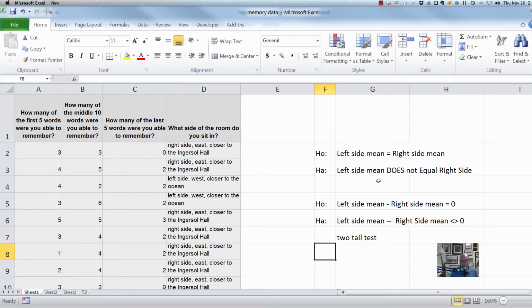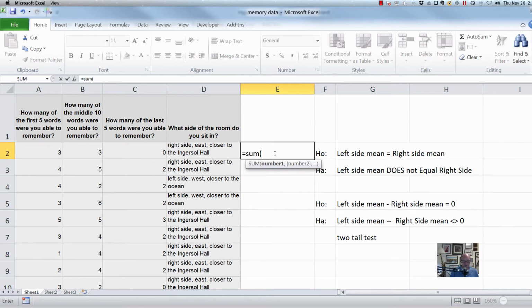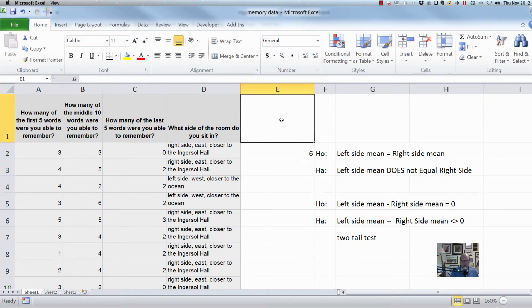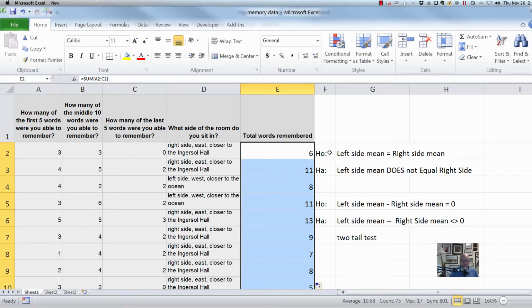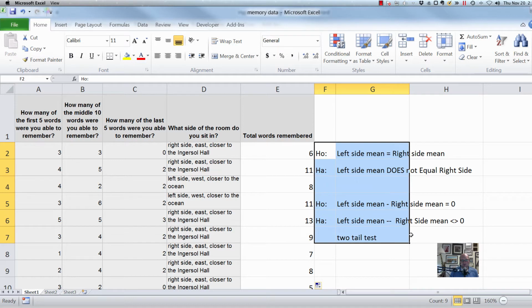Done with that. So step 2: go collect some data and calculate a test statistic. So we got the data. Let's do this, I haven't done this yet. Let's just sum up all 3 of these columns so that we know how many. So this is total words remembered. All right, so I did that with everybody.